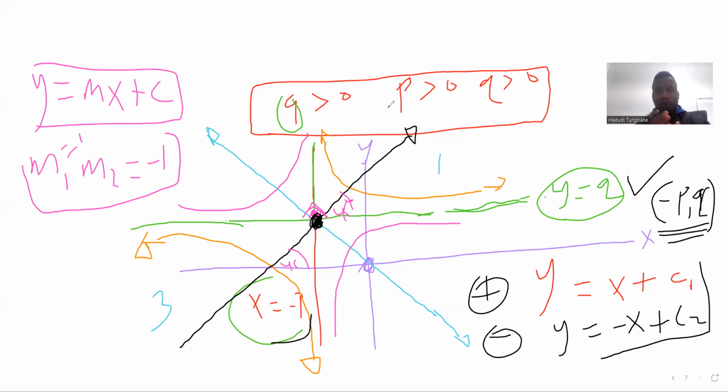So those lines always meet where the asymptotes meet one another, and the one going upward has a positive 1 gradient, and the one going downward has a negative 1 gradient. Since you already know the gradients and you have 1 point at which they meet, what you can do is substitute this point into this equation and solve for C1, and then substitute this point into this equation and solve for C2. And then you will have your equations of the lines of symmetry.